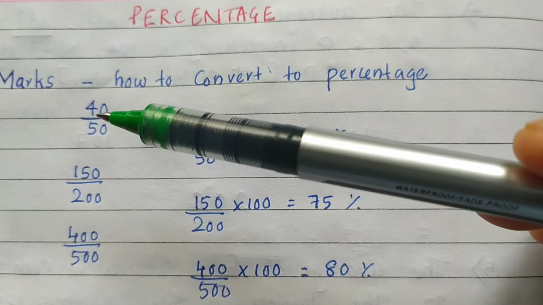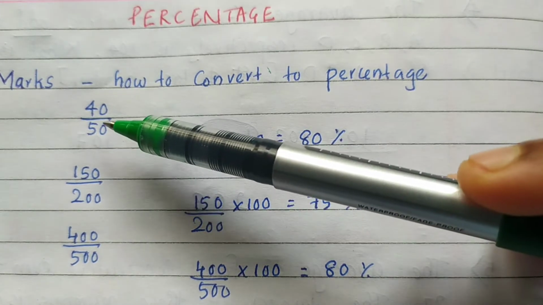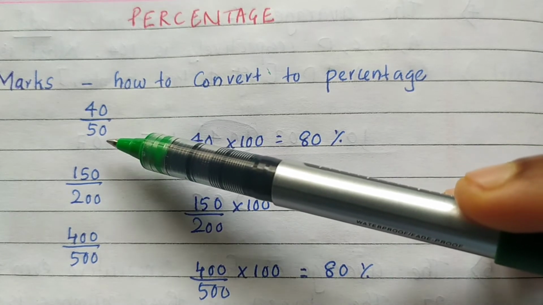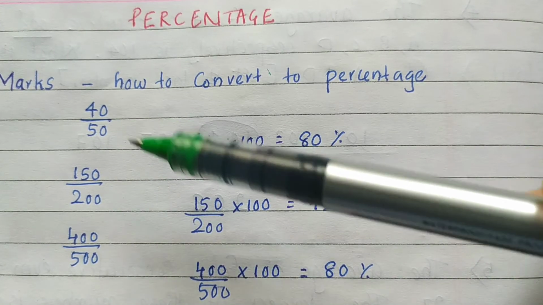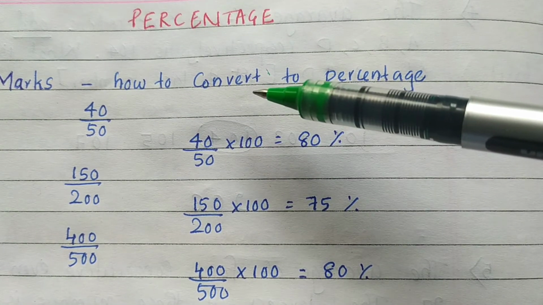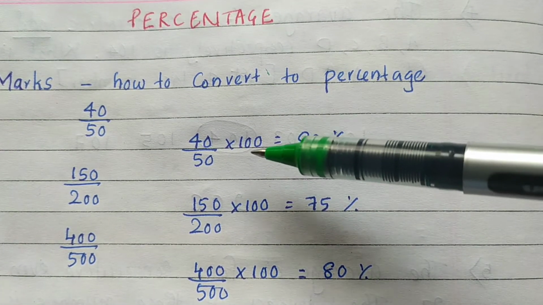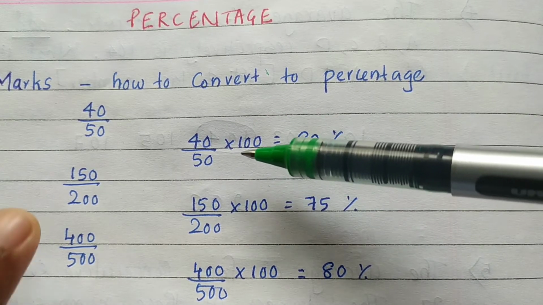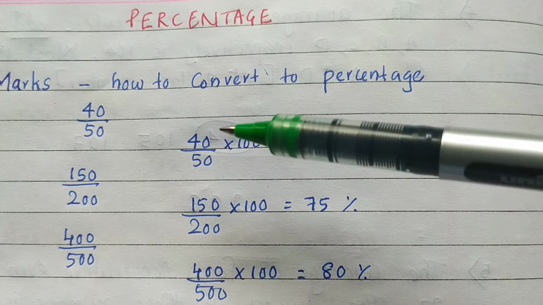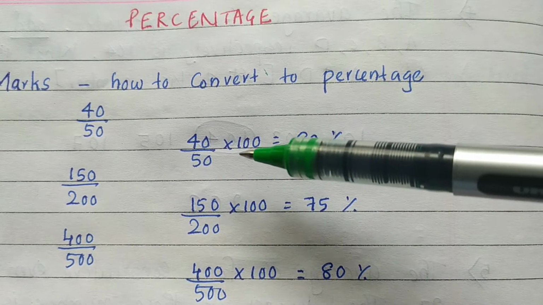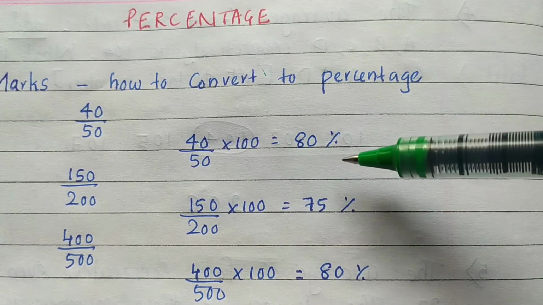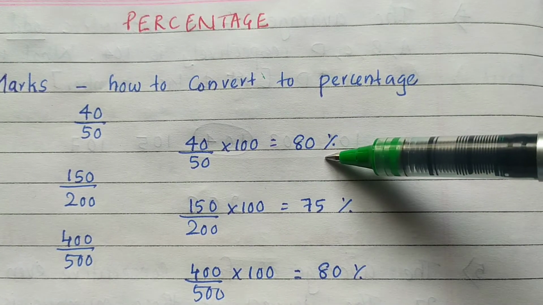So we can consider some marks. 40 by 50 means a student got 40 marks out of 50. How can we convert the marks to percentage? To convert a number or a given fraction into percentage, just multiply the fraction with 100. So if the student got 40 out of 50, 40 by 50 into 100, here we will get 80%.